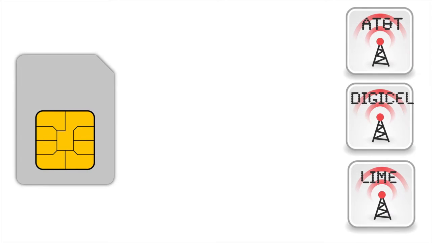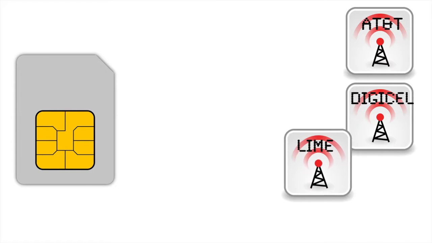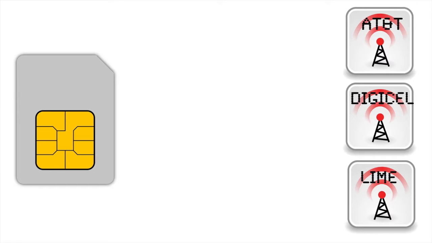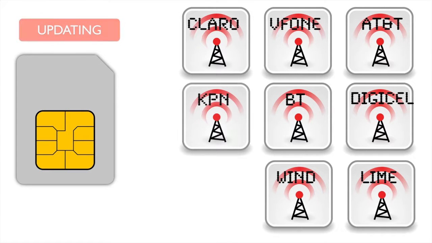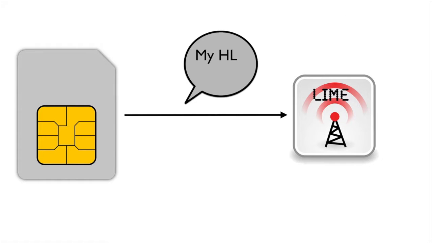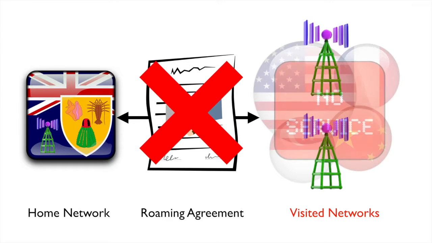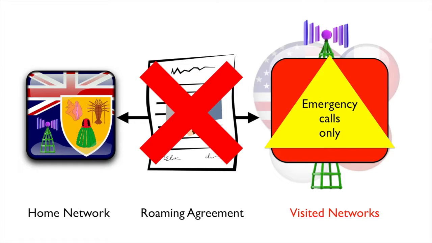First, the handset will check its SIM card for a list of preferred networks. If preferred networks are detected, these will be prioritized over other possible networks in range. The home network operator updates this list as needed in the background. For every network contacted, the handset references the HLR in its home network. If there is no roaming agreement between the two networks, the handset will be denied service. Only calls to emergency services are permitted.